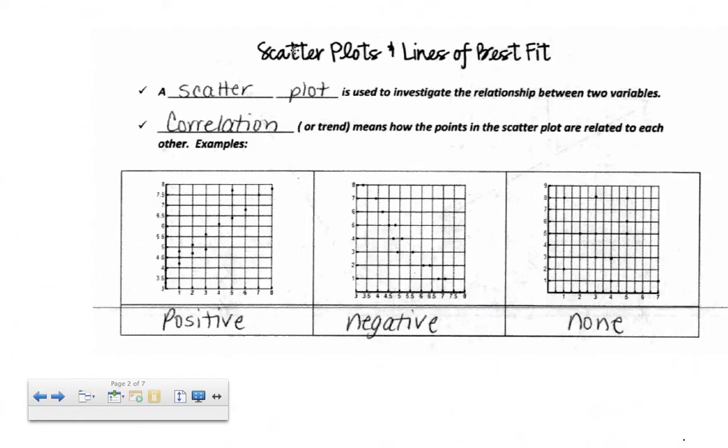A scatter plot is used to investigate the relationship between two variables. So it's a type of graph, it's a way of organizing and displaying data, and it's used to investigate whether or not there's a relationship between the input and the output. Another word that you need to know is correlation or trend, and it means how are the points in the scatter plot related to each other.